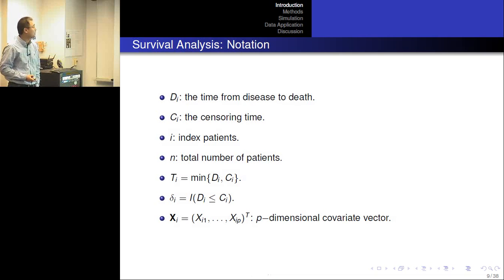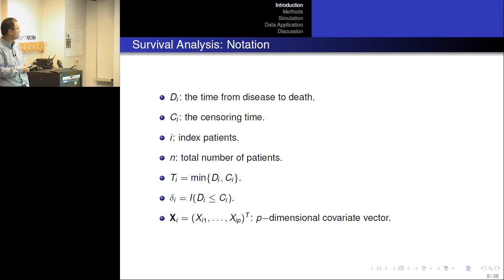So to introduce our method, I have to introduce some notation for survival analysis. We use D_i to represent the time from disease to death, and C_i is the censoring time. i is the index for patient, N is the total number of patients. Remember, for those patients who died before they were censored, we only observe D_i, we never observe C_i. And for those patients who were censored before they died, we only observe C_i, we never observe D_i. That's why in practice, the observed event time is the minimum of D_i and C_i.